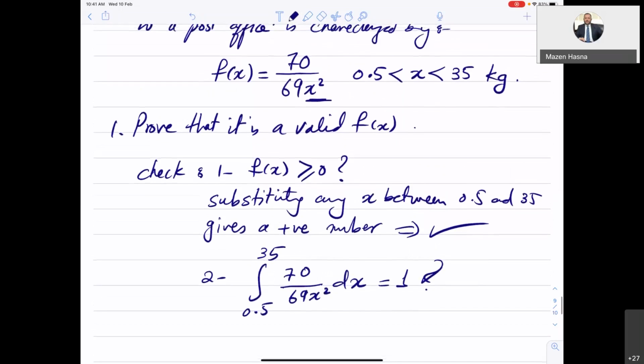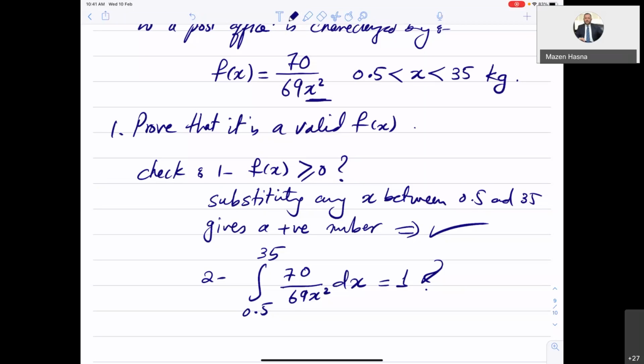How do we prove condition 1? You write that if I substitute any number between 35 and 0.5, it's x squared, right? So you are squaring that number, so it will always be positive. If this was, for example, 69 times x minus 2, then it will not be valid, right? Because when I substitute 0.5, 0.5 minus 2 is minus 1.5, so it will give you a negative answer.